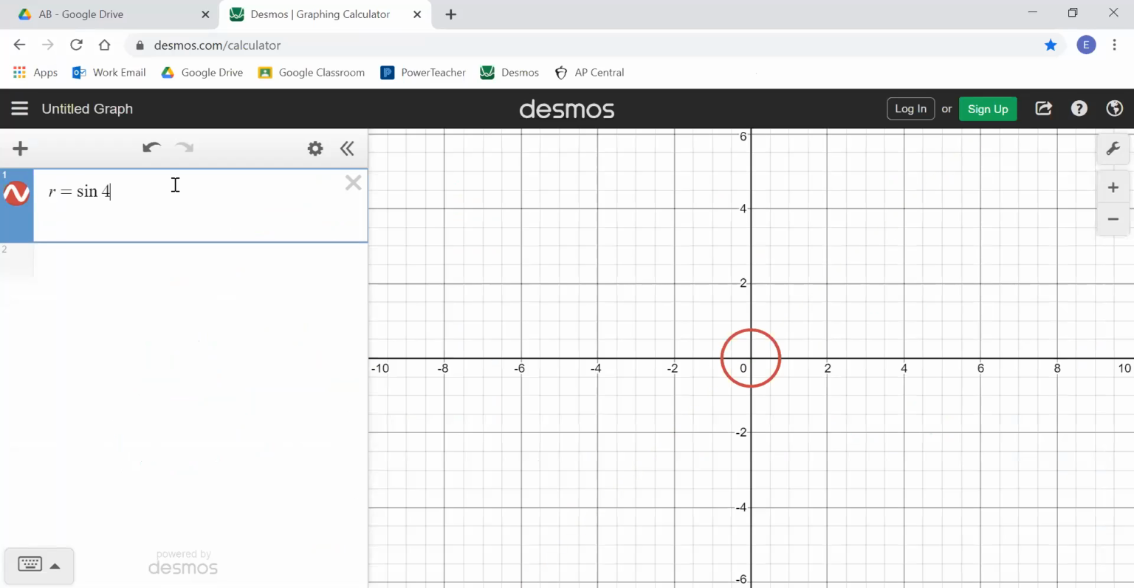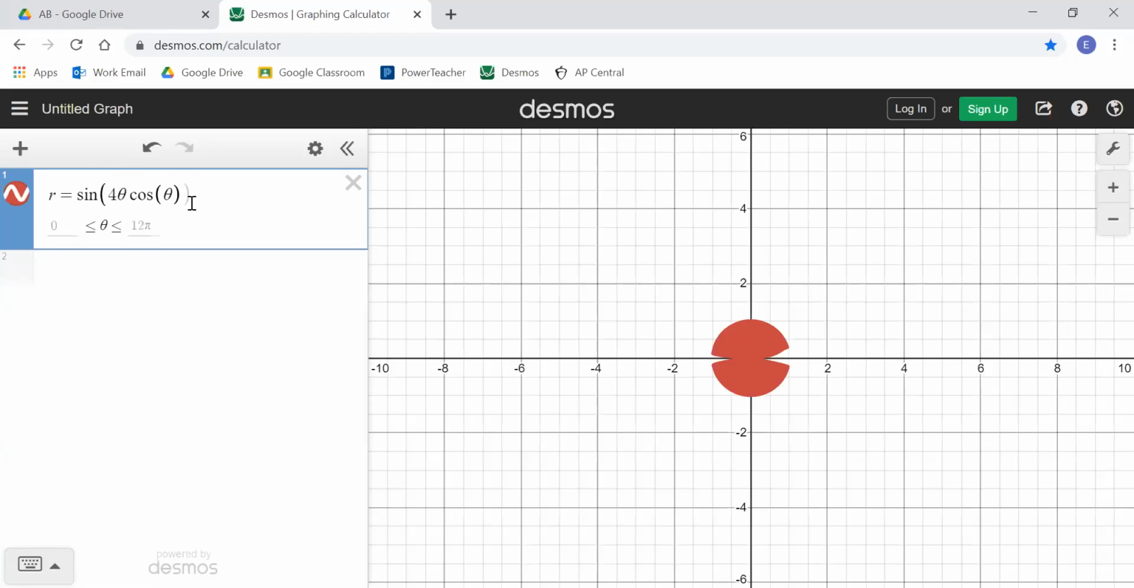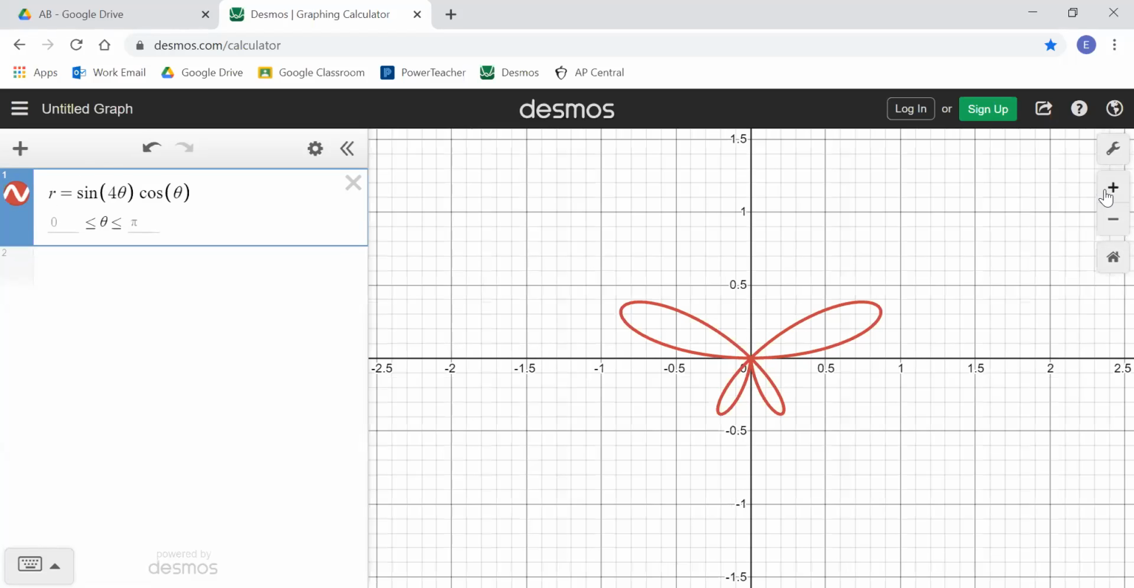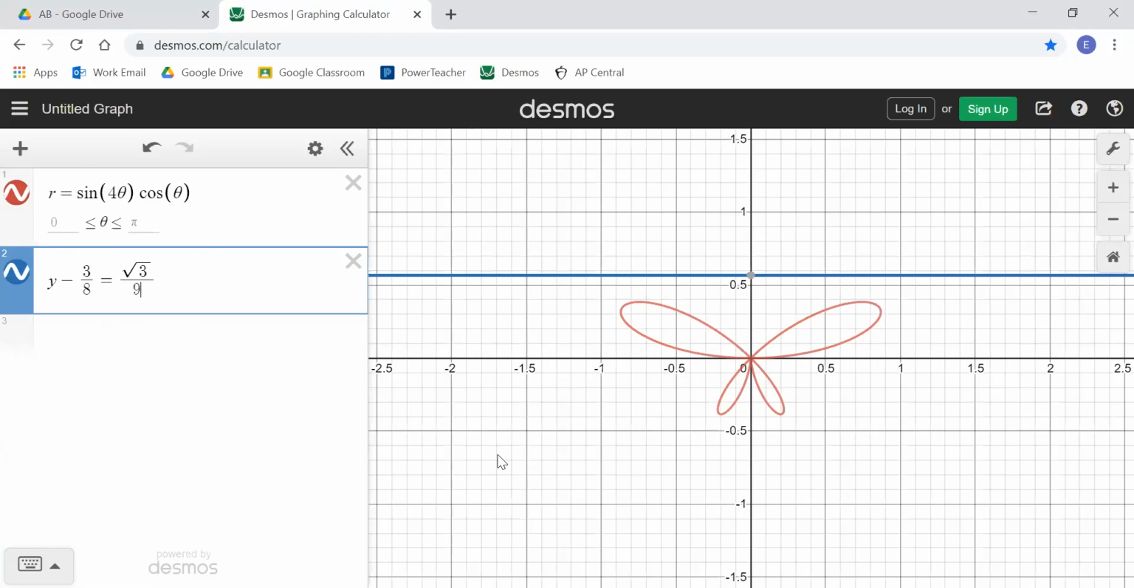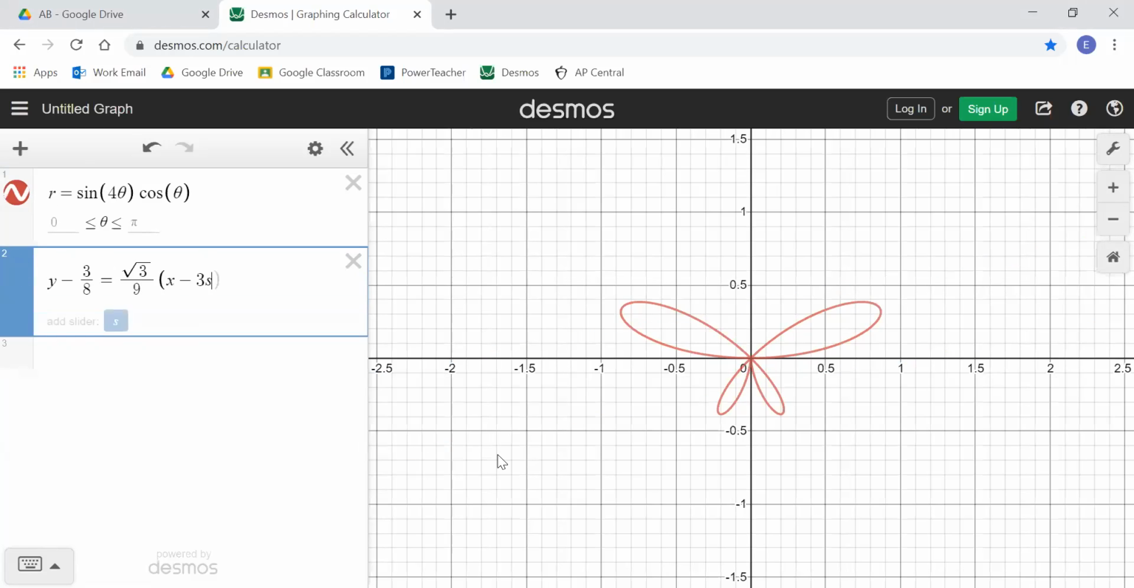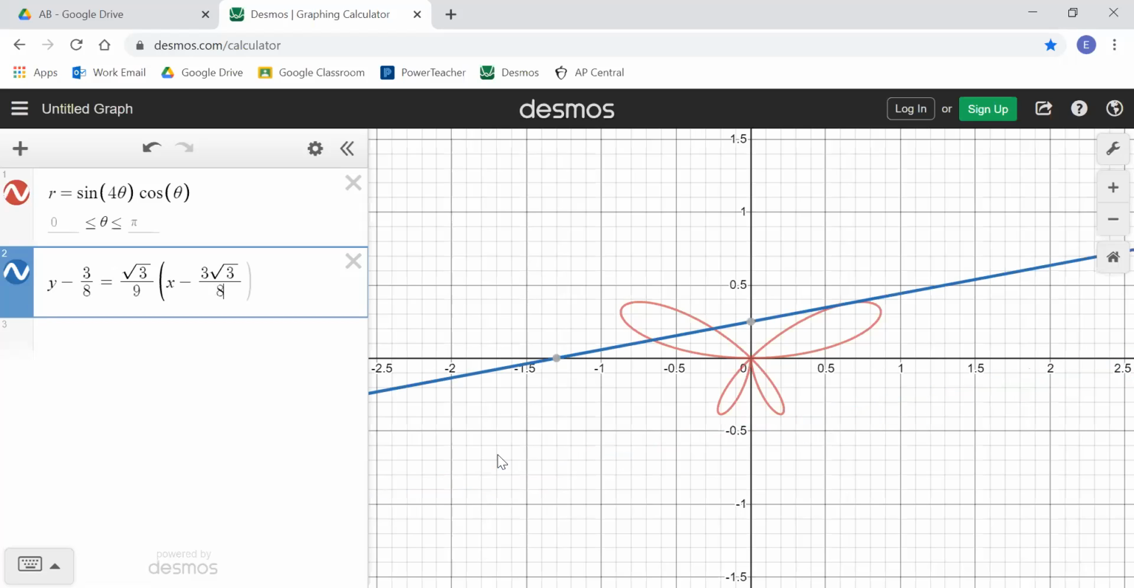So we have r equals sine 4 theta times what? Times sine theta or times cosine theta? Cosine theta, right? There we go. So there's our function, and what do we have? We had y minus 3/8, and we had what? √3/9 was our slope, I think. And x minus, what was it? 3√3/8. Yeah. Cool.